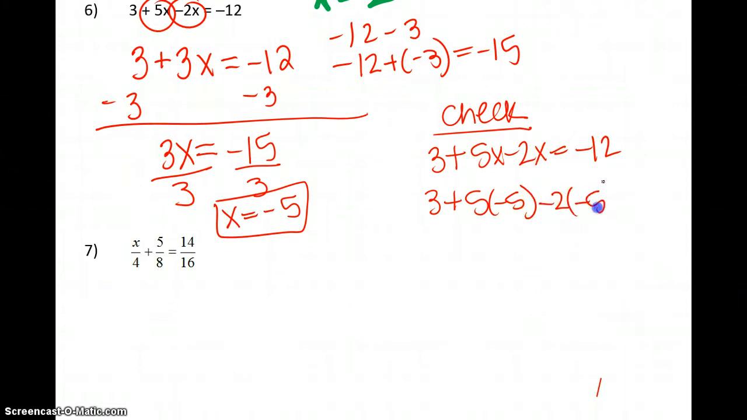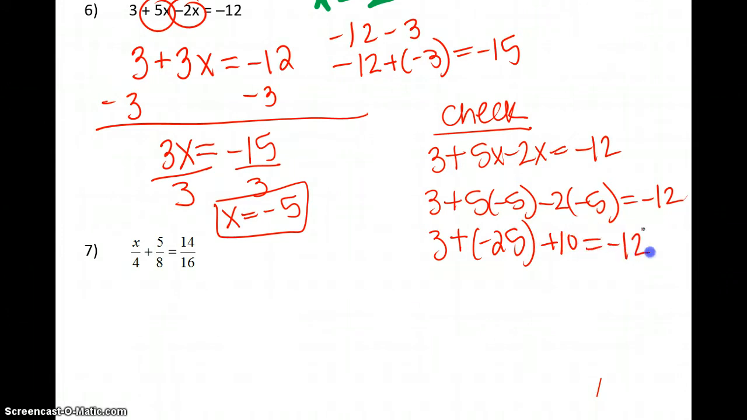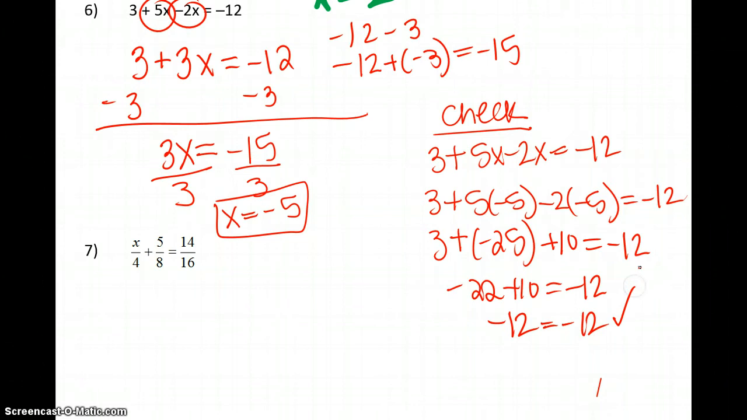Negative 2 times negative 5 equals negative 12. So I have 3 plus negative 25 plus 10, since it's negative 2 times negative 5 equals negative 12. And then 3 plus negative 25 is negative 22 plus 10 equals negative 12, and negative 12 equals negative 12, and it checks.